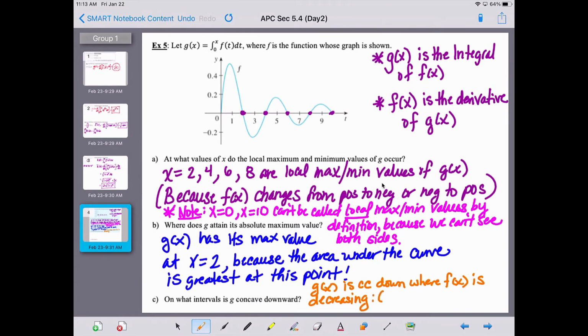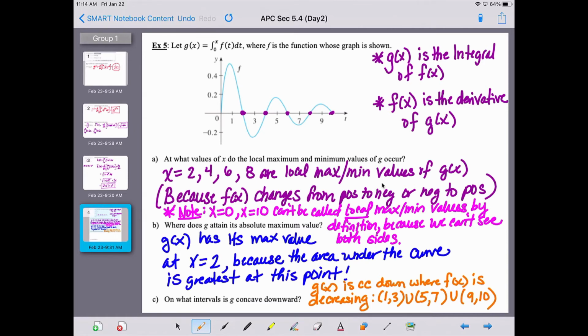Well, from 1 to 3, our graph is decreasing. And then from 5 to 7, our graph is decreasing. And again, from 9 to 10, our graph is decreasing.